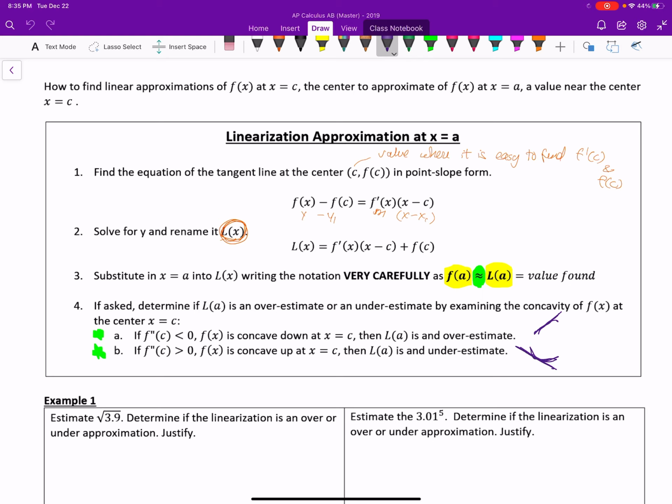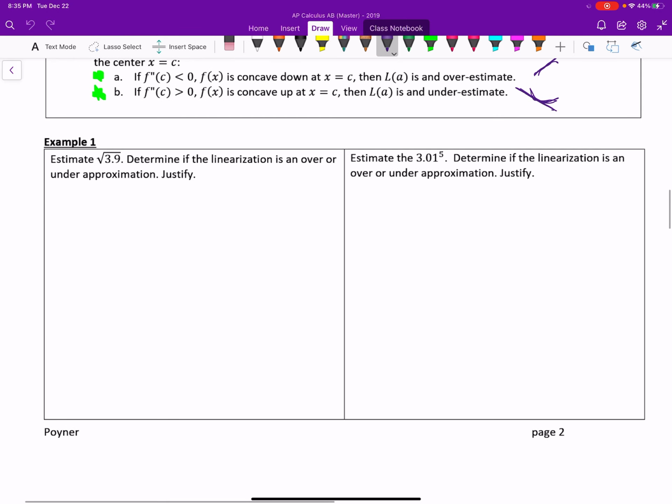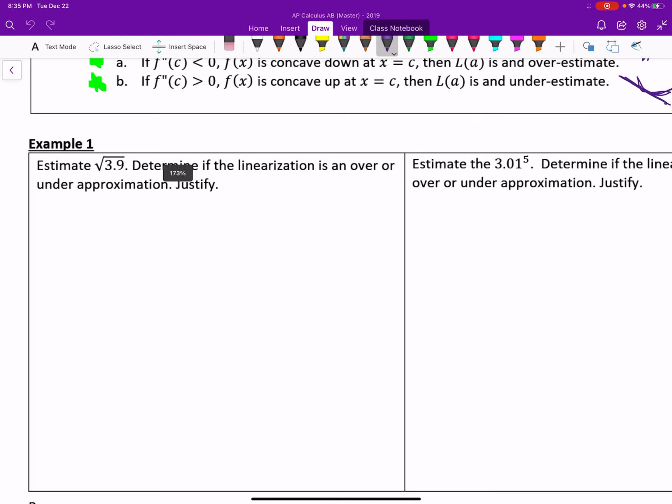And I'm putting this in now, and I know we're going to refer back to this later, but I want all the notes to have it all together. All right. So the best way to do this is really to do some examples. So I'm asking you to estimate the square root of 3.9, determine if the linearization is an over or an underestimate, and then justify. And I realize I probably did not leave enough room, but we'll do the best we can here.